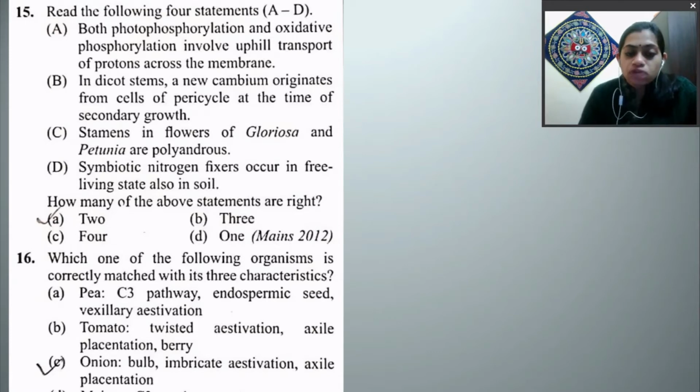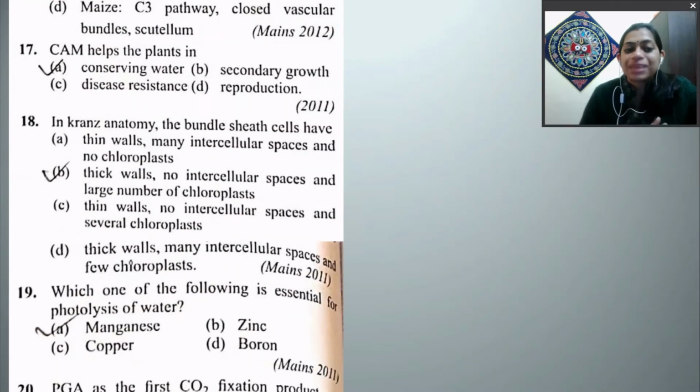Which one of the following organisms is correctly matched with its 3 characteristics? P, C3 pathway, endospermic seed, vexillary estivation. Wrong. Tomato, twisted estivation, axile placentation, berry. Wrong. Number C, onion, bulb, imbricate estivation, axile placentation. This is right. And number D, maize, C3 pathway, closed vascular bundles and scutellum. This is also wrong.